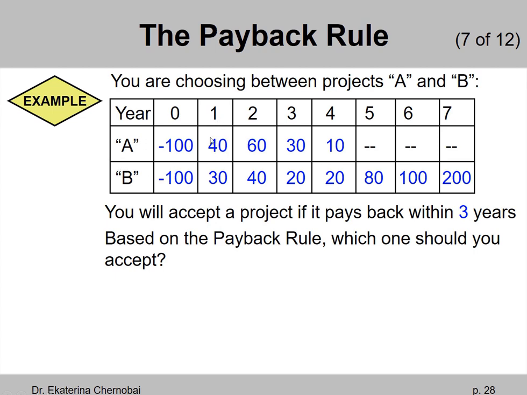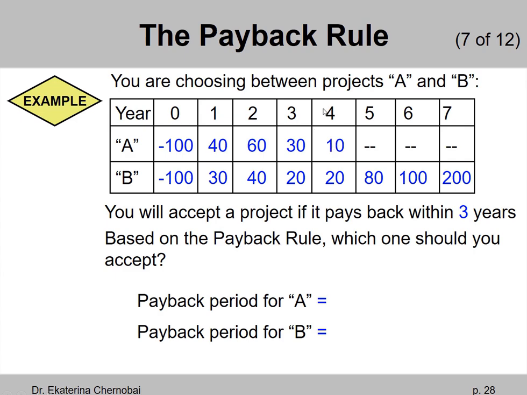Project A will generate $40 in 1 year, $60 in 2 years, $30 in 3 years, and $10 in year 4. For project B, we invest $100 today. Then we receive $30 in 1 year, $40 in 2 years, $20 in 3 years, $20 again in 4 years, $80 in 5 years, $100 in 6 years, and $200 in 7 years. Okay, based on the payback rule, which one of these two projects should you accept?